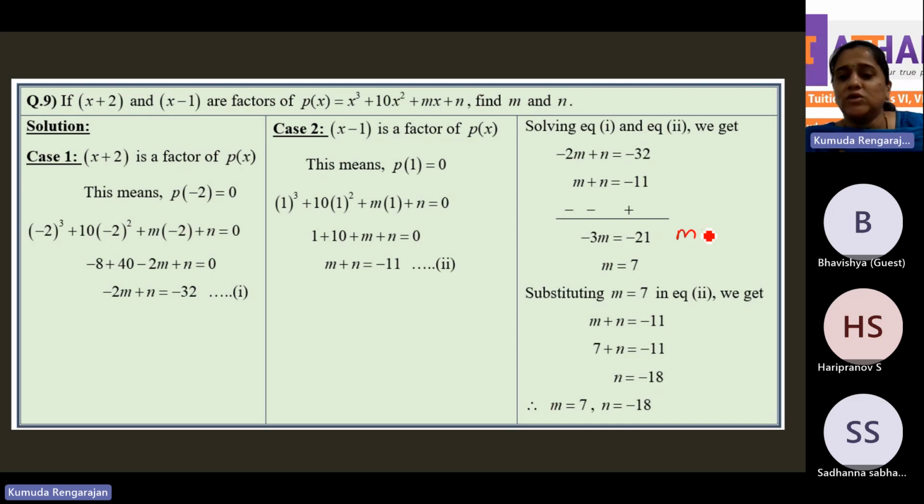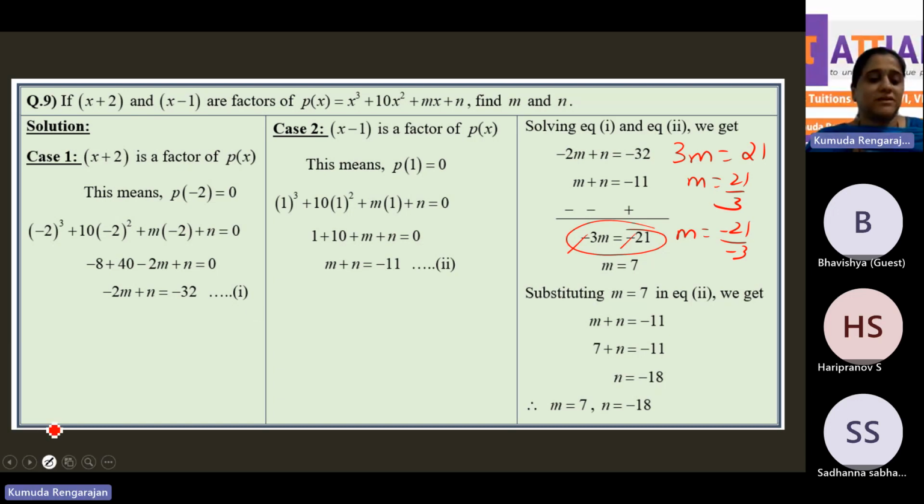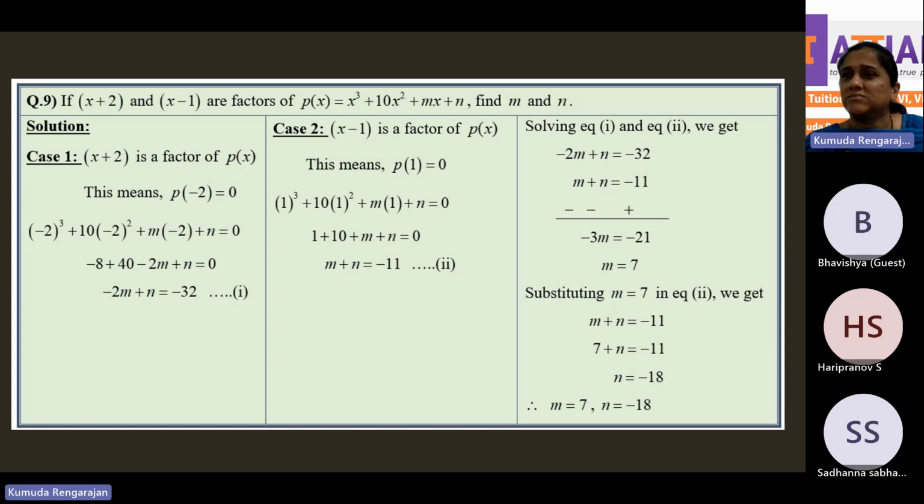m is equal to minus 21 by minus 3. For division, minus and minus will get cancelled on both sides. This is linear equations in one variable, 8th standard. Simple. 3m is equal to 21. Solve m. m is equal to 21 by 3, which is 7. Our mistake was that we simplified the numbers and then divided by 2 somehow.